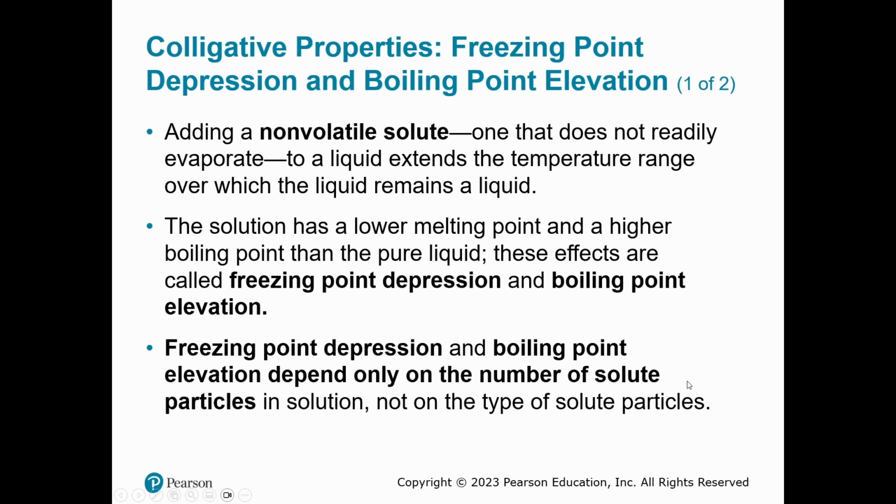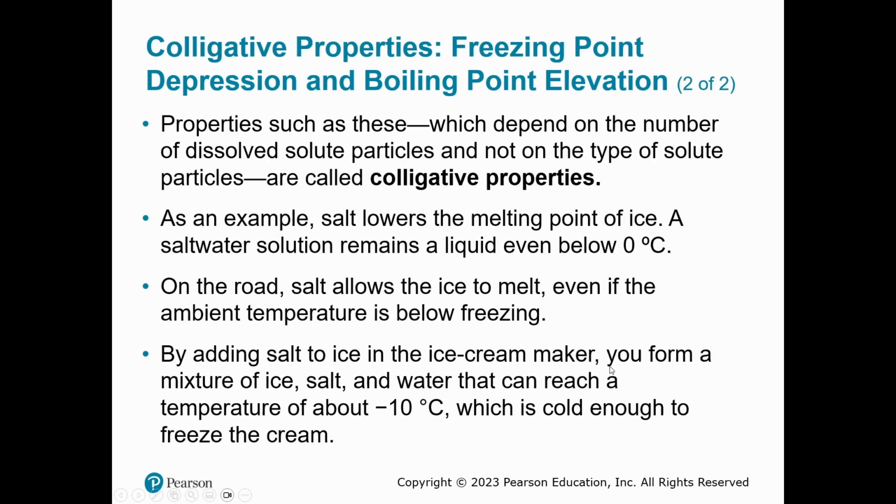And so essentially, whenever we add a non-volatile solute to a solvent, it will increase the range at which it remains a liquid. So the book calls these colligative properties. Most often they're called ion effects. Colligative properties refers to just the freezing point depression and boiling point elevation. But there are some other effects that can be generalized into ion effects. Typically, this occurs by adding ions.